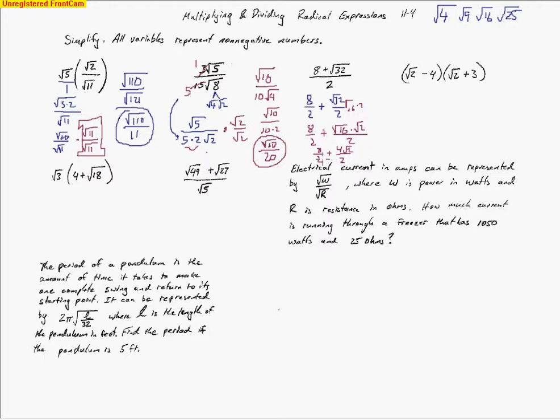So now I can. 2 goes into 8 4 times. 2 goes into the 4 2 times. So here's my answer. It's 4 plus 2 square roots of 2. And that is my answer.